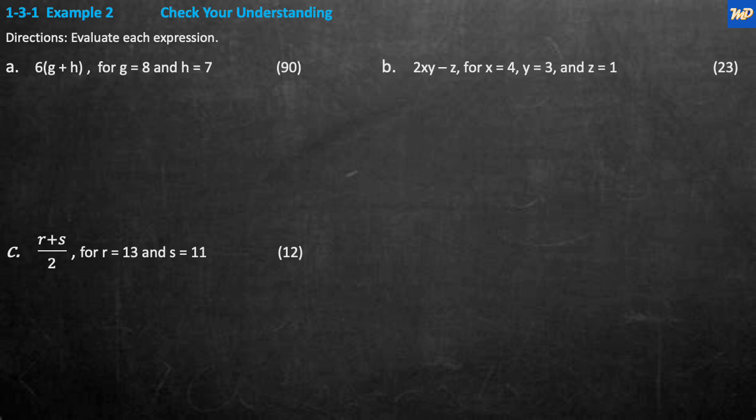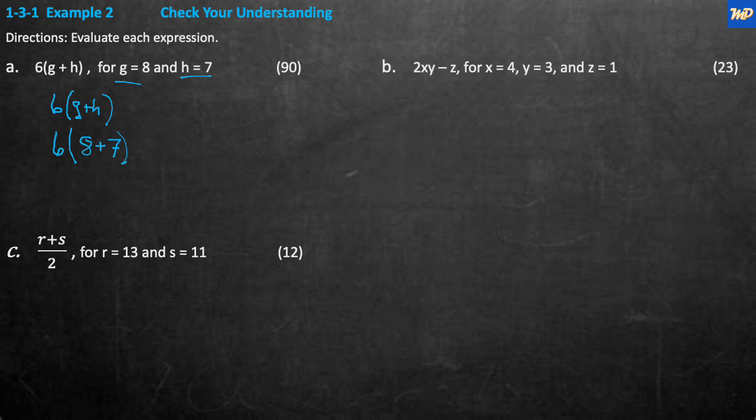Okay, example 2, check your understanding. So look at this. We have 3 problems we're going to do and see if we can get these done here. So what is the first expression? The first expression is 6 times the quantity G plus H. And they want to replace G with an 8 and H with a 7. So now we're going to rewrite this. We're going to say 6 times G, which is 8, and H, which is 7, and these are added. It's G plus H, so we're going to say plus 7.